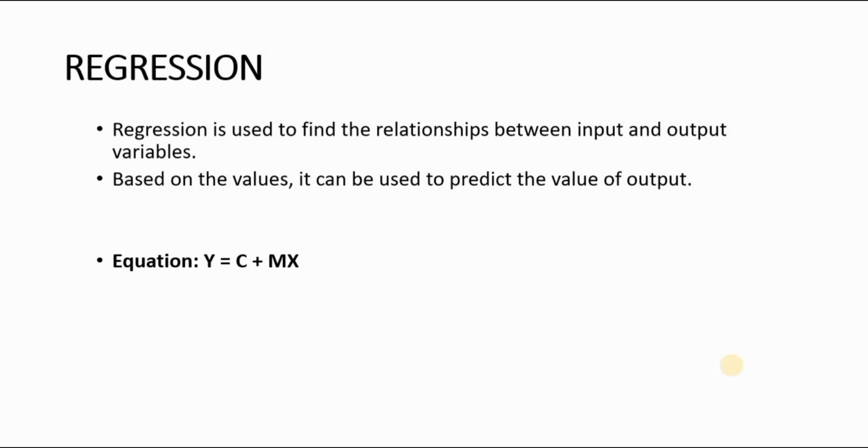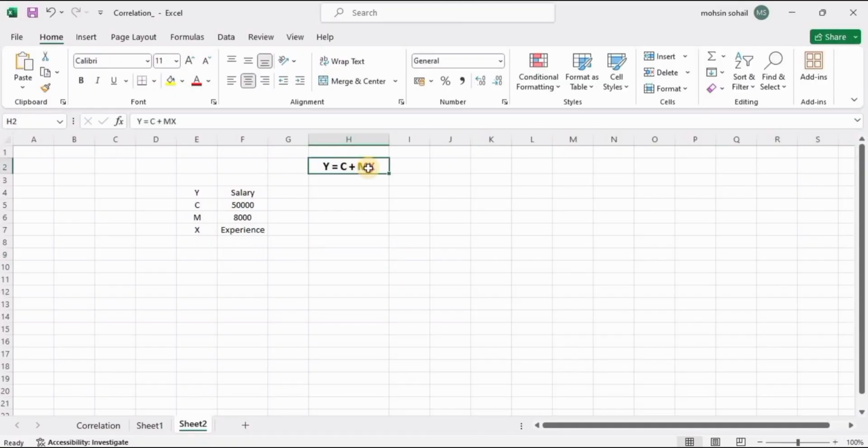The regression has an equation y is equal to c plus mx, where y is the output, c is the intercept, m is the slope, and x is the input. Now let's calculate that regression in Microsoft Excel. This right here is the formula, and here we are going to predict the salary of a person after the interview by using this regression equation.